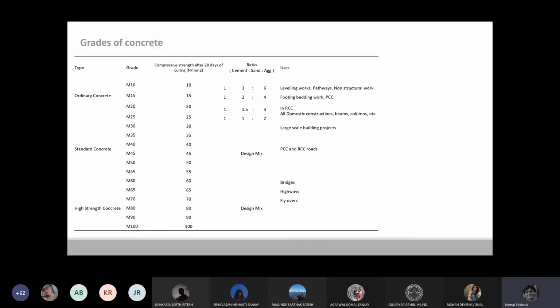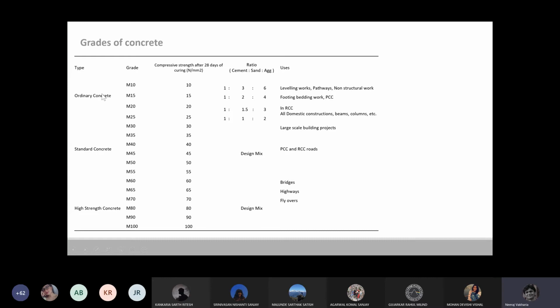Now grades of concrete. I'm sure you must have been learning this since first year, what kind of grades there are: M10, M15, M20, M25, etc. Ordinary cement till M30, M35 we generally use. So the initial M10, M15 we use for leveling works, pathways, non-structural work, PCC wherever we use. Then M15 and M20 we use for construction in RCC.